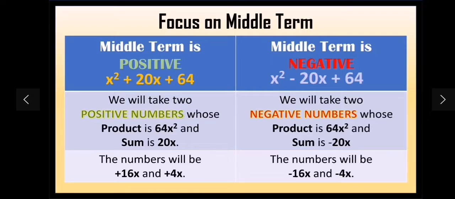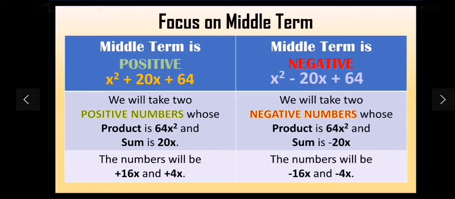Now on the right hand side you can see that the middle term is negative, so we have to take two negative numbers whose sum gives us negative 20x, like minus 16 and minus 4. Minus we do plus, we add those numbers and the sign is negative, and when we multiply those negative numbers, minus 16 into minus 4, our answer is always positive 64. Okay, so this is how we determine the sign of two numbers based on the third term and middle term.